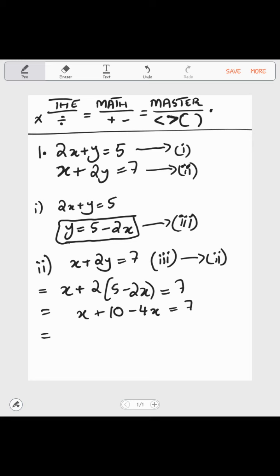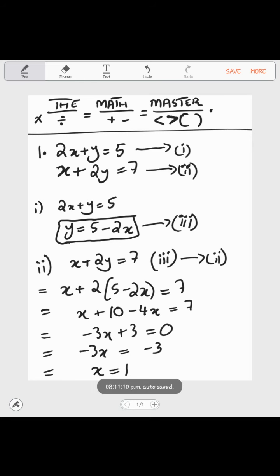Minus 4x plus x equals minus 3x. And when we subtract 10 from both sides, we get 7 minus 10, which is minus 3. We can shift the 10 to the other side, which will give us minus 3x equals minus 3. Now we can shift this over there, which will give us x equals 1, because x equals minus 3 over minus 3, minus cancels, 3 ones are 3, 1 over 1, x equals 1.